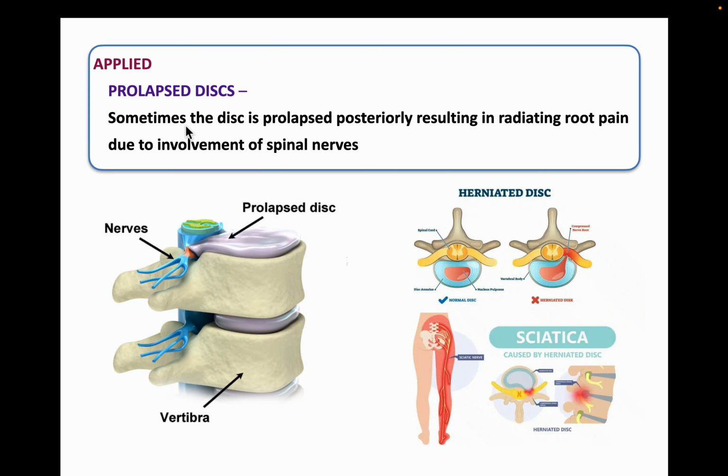So in the applied aspect of this intervertebral disc, prolapsed disc is the most common. Sometimes a disc is prolapsed posteriorly, resulting in radiating root pain due to involvement of the spinal nerves. You can see, this is the prolapsed disc. Posterolateral displacement of this disc is compressing the nerves. And the most common clinical pathology seen in prolapsed disc is sciatica, compression of the sciatic nerve.